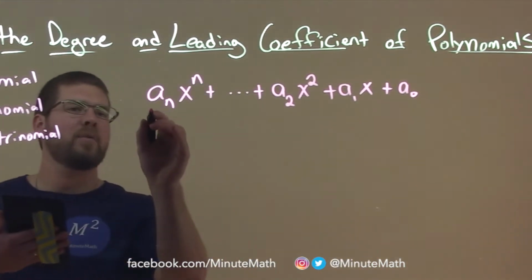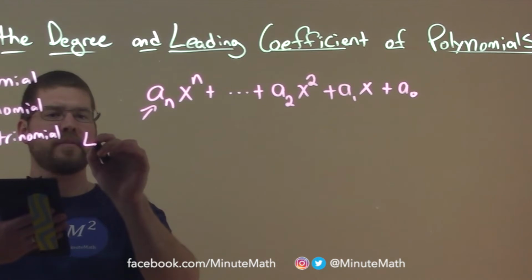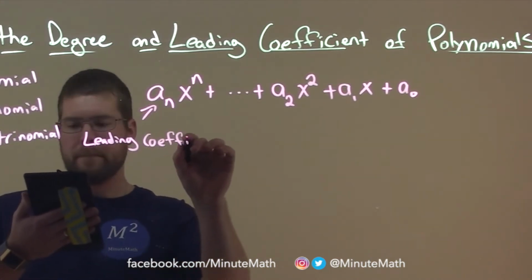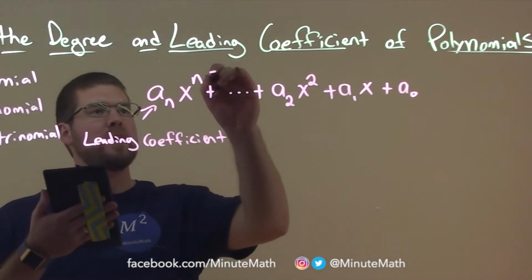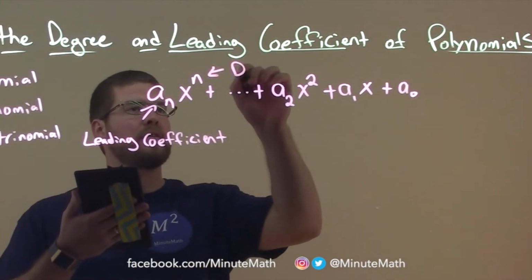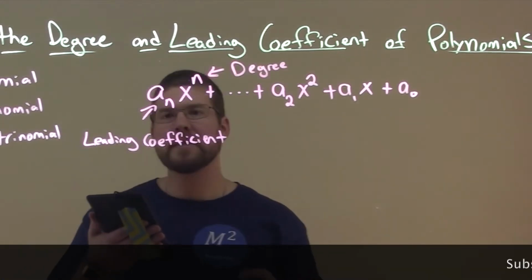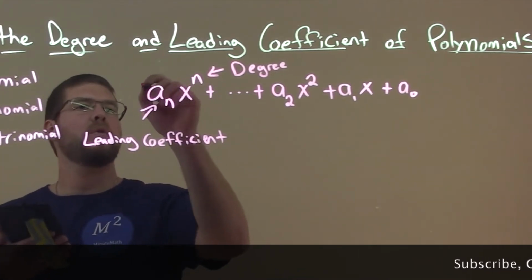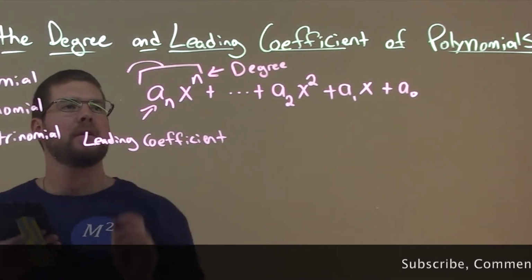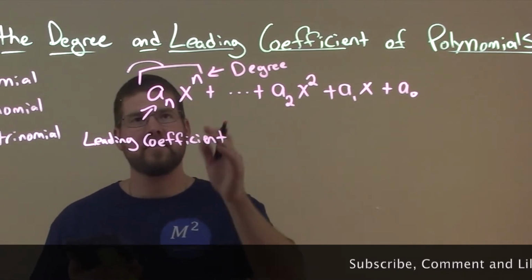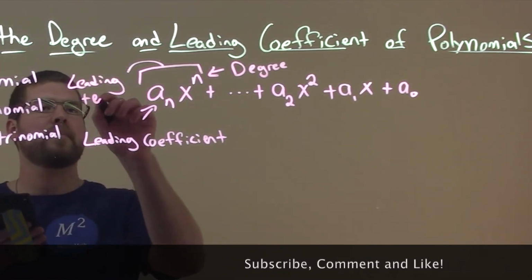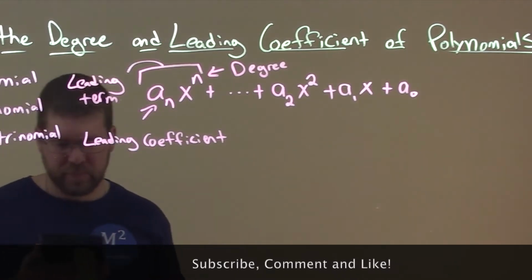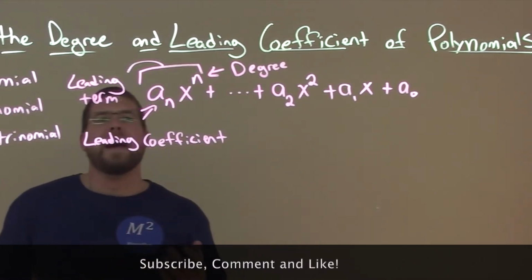These a values are what we call our coefficients. Okay. We have our degree right here, and our leading term, which will be this whole section here. All right, that whole a sub n x to the n power is our leading term. Okay. So what do we have here?